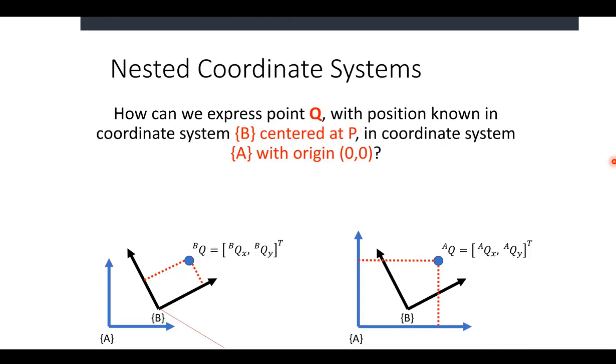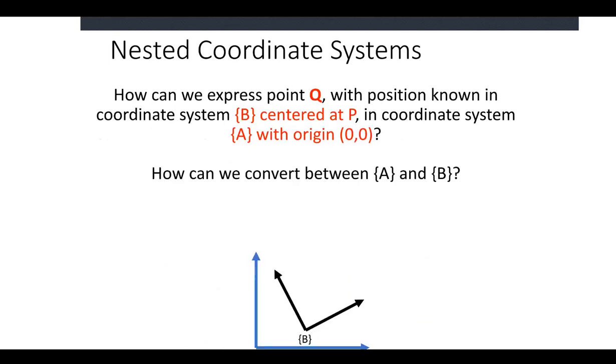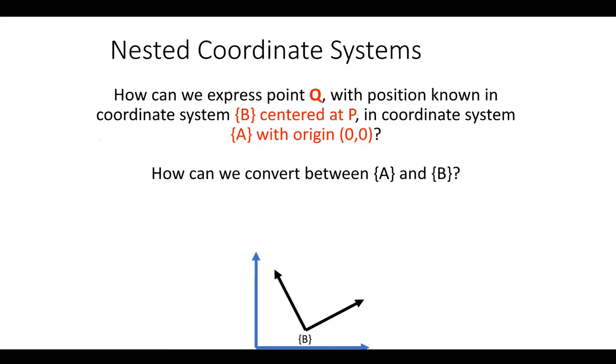So if we already know Q in terms of B's axes, and we want to figure out where Q is in terms of A's axes, we want to figure out how to convert. So how do we convert between these coordinate systems, A and B? What are the two things that we're going to need to know in order to figure out how to move between these coordinate systems? The angle between them and where point P is at. Exactly right. The angle between them, that's our rotation, and the location of point P in frame A, that's going to be the translation.